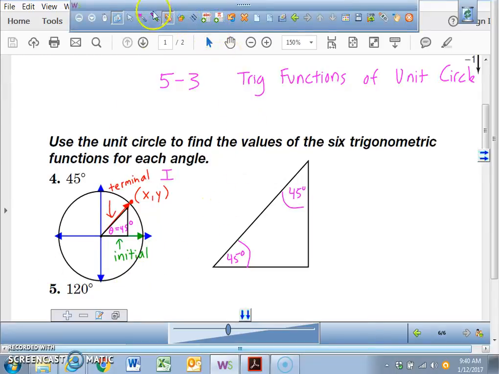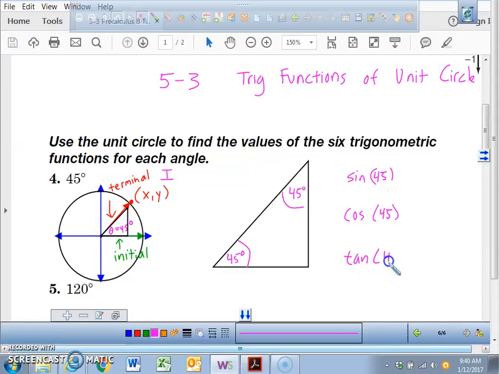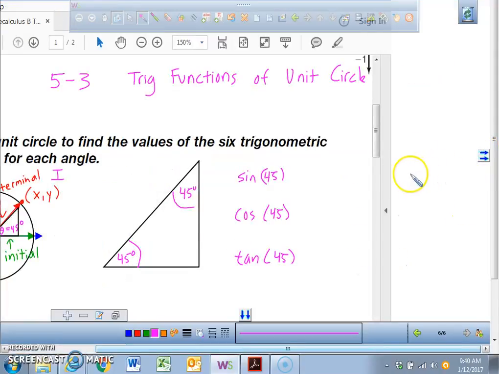Okay? So, what we're going to do right now is find the 6 trig ratios. We're going to find the sine of 45 degrees, the cosine of 45 degrees, the tangent of 45 degrees. Moving over, cosecant of 45. I'm not putting a little degree symbol because I just don't feel like it right now. The secant of 45 and the cotangent of 45. And understand, all of these 45s mean 45 degrees.